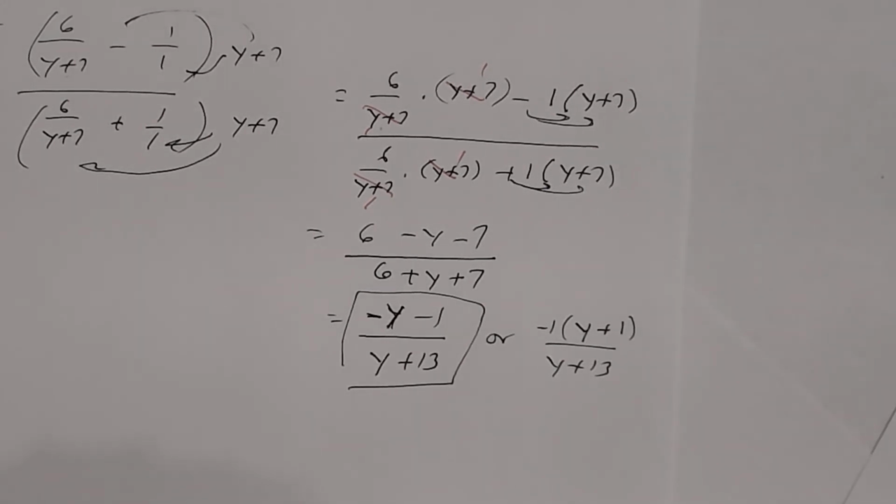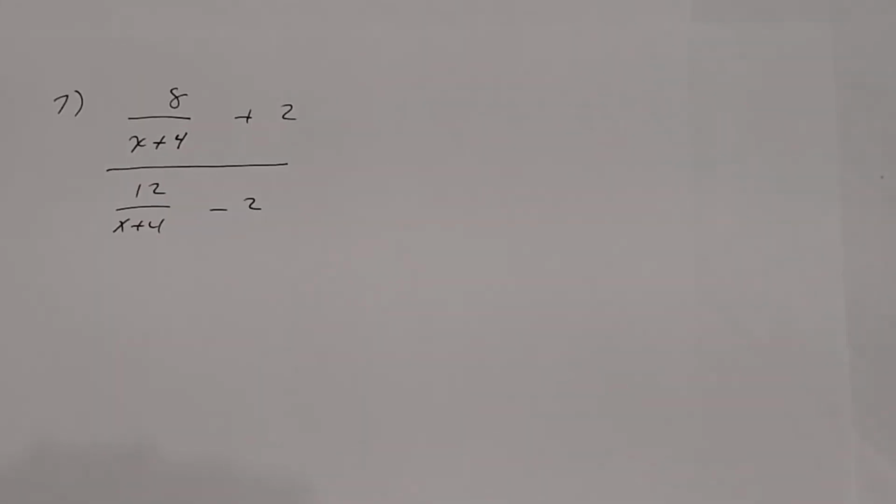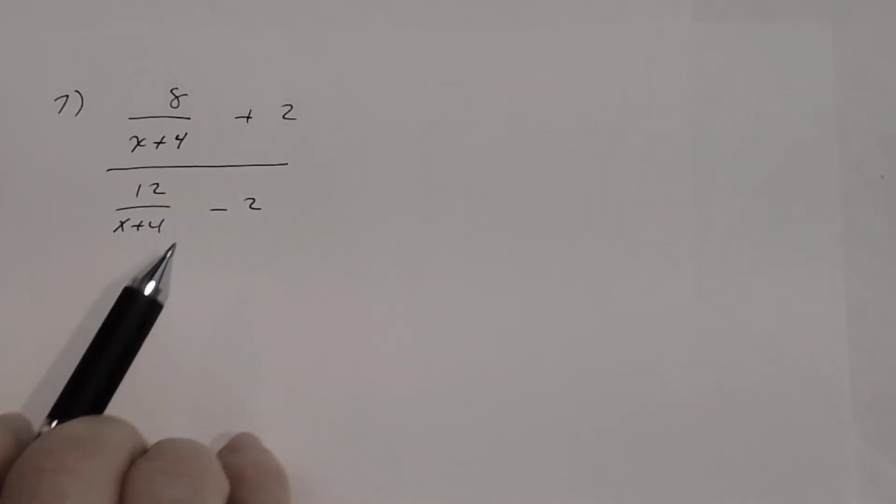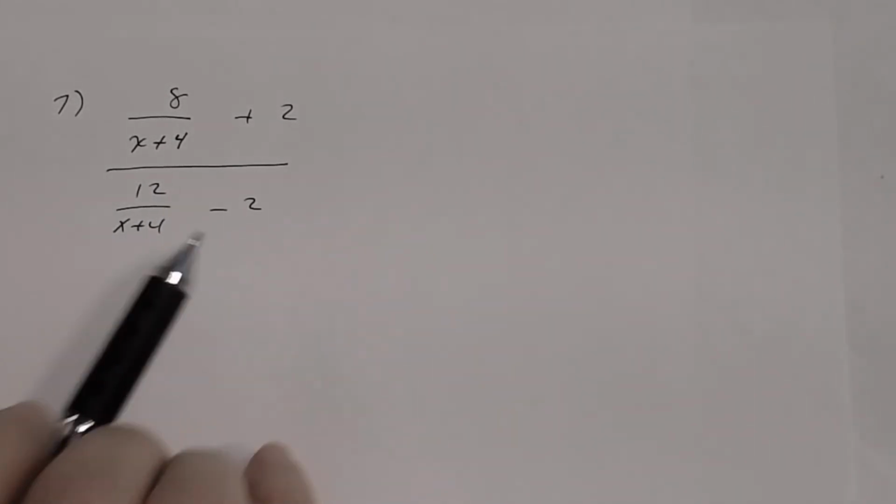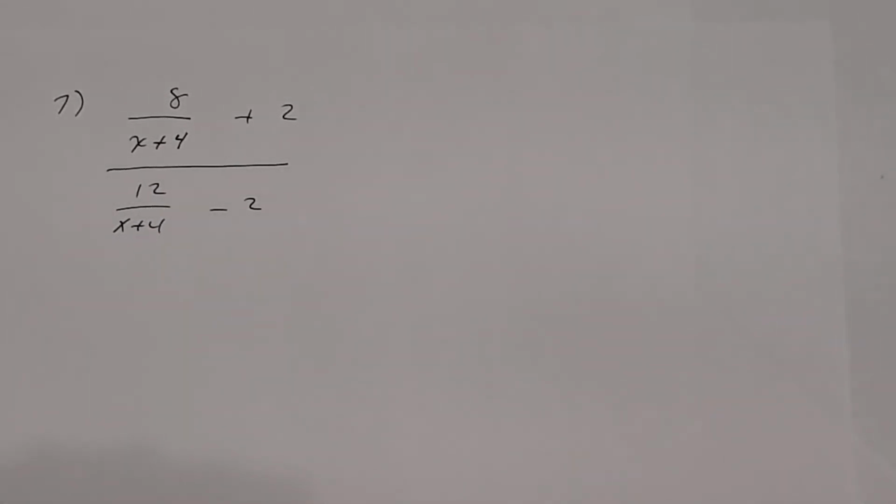Okay, let me do one more, because I want to do one where we possibly have to factor. So let me just try to find one real quick. All right, let's just look at this one. So this is number 7. We have 8 divided by x plus 4, plus 2, and then 12 divided by x plus 4, minus 2. So it is very similar to the one we just did, and there's a reason why I want to do that one.